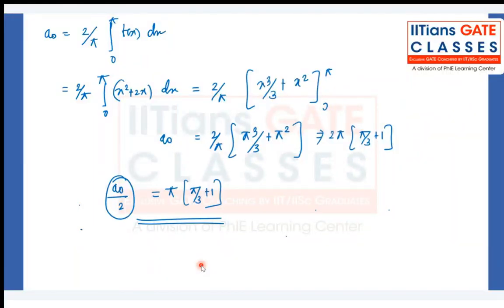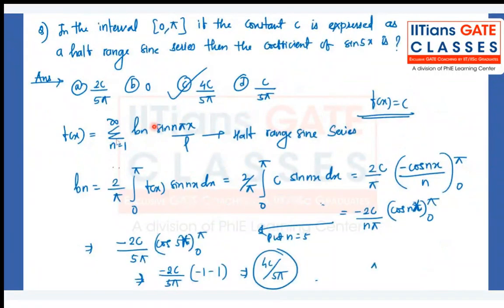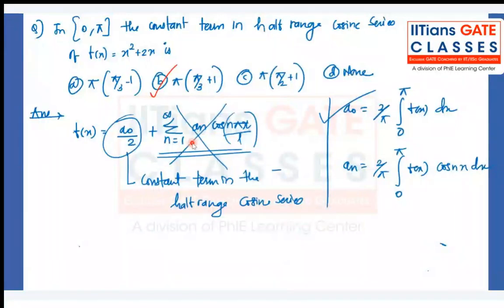We have one question from Sahil: for sine, is it also the same? Sahil, in the half range sine series, you don't have these two terms. In the half range sine series, it looks like this: b n sine of n pi x by L. So the constant term in the half range sine series is 0 basically.